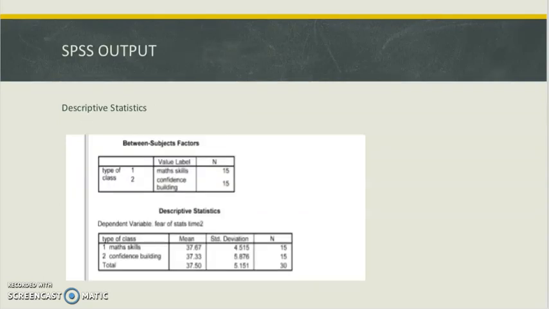And then this is the output for descriptive statistics. Okay. So from the result of descriptive statistics, there's only a slight difference of mean between group 1 and group 2, between math skills and confidence building.